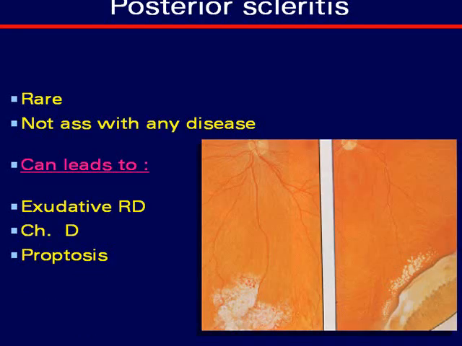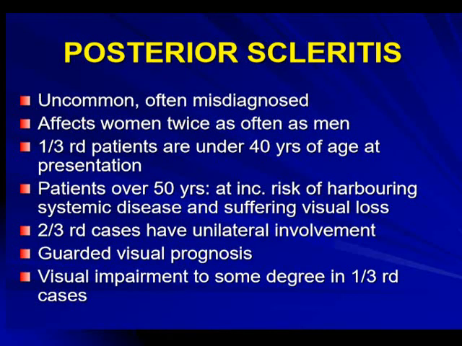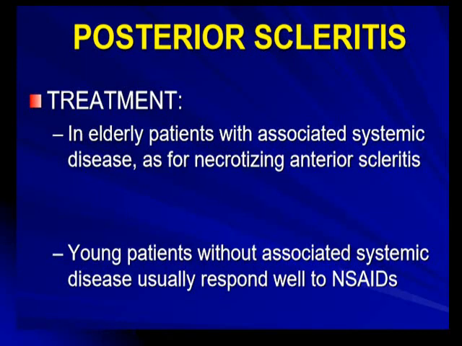Posterior scleritis, as I said, because it is near to the optic nerve and the macula, a patient may present with drop of vision. Pain is less, but drop of vision mainly, and it may present with retinal detachment, exudative retinal detachment, or with proptosis. So posterior scleritis is less common as compared to the anterior scleritis. It is more serious than the anterior and vision threatening. Same thing in treatment, by systemic steroids.